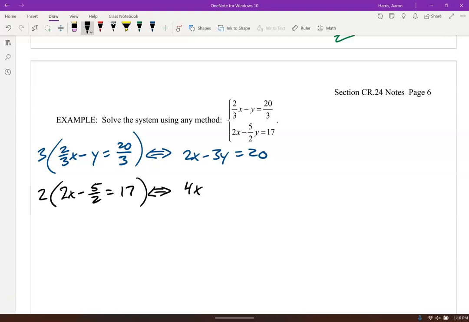So I have 4x minus 5y, sorry, equals 34. And now I can use elimination to get rid of one of the variables. And I'm going to go ahead and get rid of the x's. Notice the lower one has a 4x. My higher one has a 2x. So if I just multiply this by -2, I'll have a -4x and it'll eliminate.